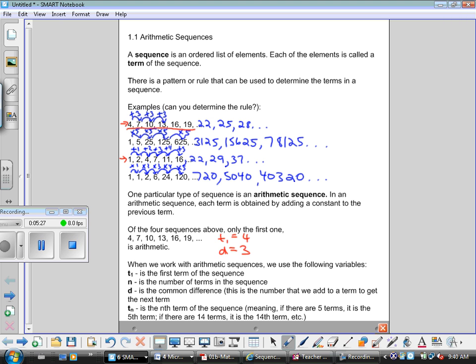T sub n, that's the nth term of the sequence. So if you want to be able to express something for any term in the sequence, you can use t sub n. But if you wanted to look at, say, the third term, you might say that n would be equal to 3, and then you would put t sub 3 instead of t sub n, and you'd say that's equal to 10. And you could do that for any term. Here this is the fifth term, so if n equals 5, then t sub 5 would equal 60. That would be the nth term if n equals 5.